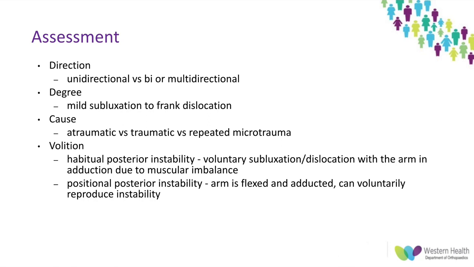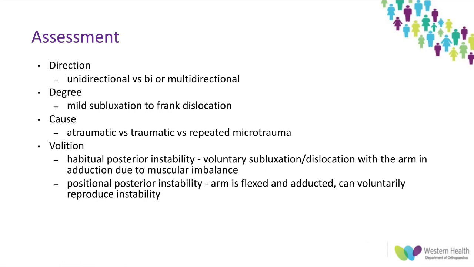So there are some key things to establish in your assessment. First one is the direction. So does the patient have unidirectional or bi or multidirectional instability? The degree of instability. So patients may have mild subluxation to frank shoulder dislocations. The cause is important to establish. And also the volition. So some patients will be able to voluntarily reproduce their symptoms.